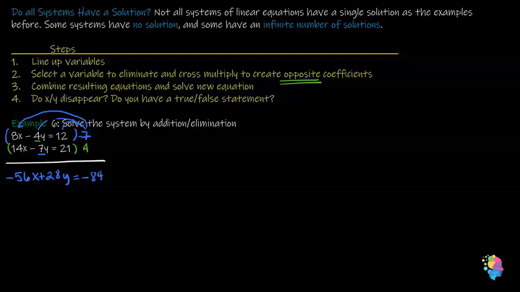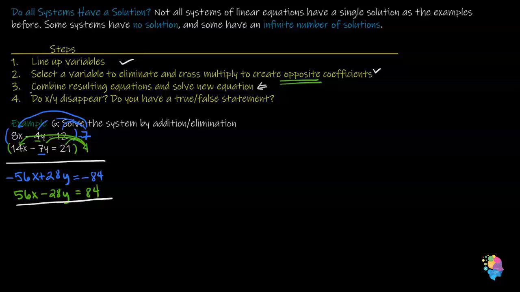Let's try multiplying the second equation. 4 times 14, that will be 56x. 4 times negative 7, that's going to be negative 28y. Don't lose the equal sign. And 4 times 21, that's going to give us 84. So we have completed step 1 and step 2. We move to step 3, and that is to combine and then solve the equation.